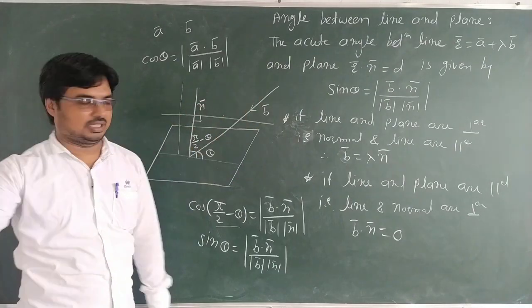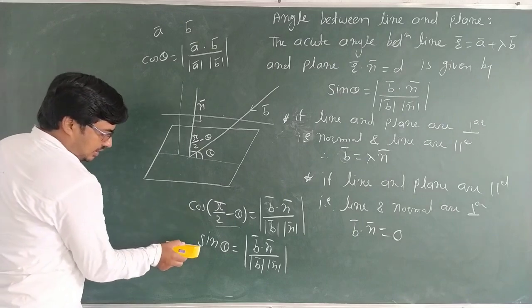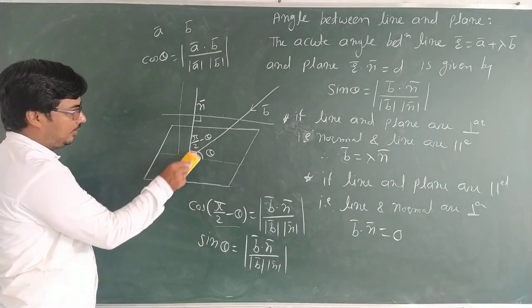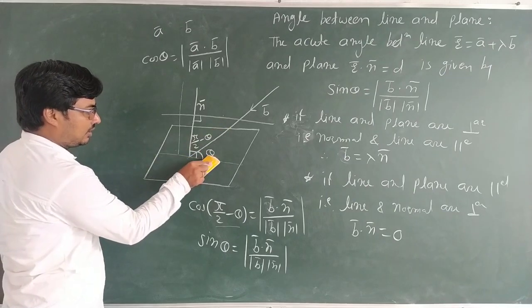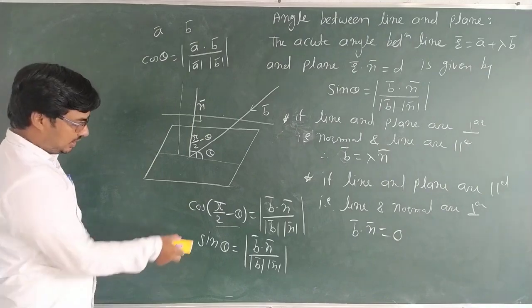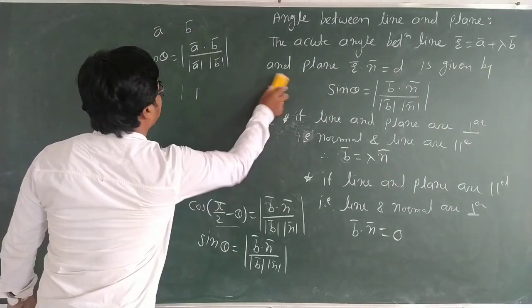Okay, see carefully this condition. And here see carefully this, why we take the sine. The angle between line and plane is theta, but we find the angle between line and normal.